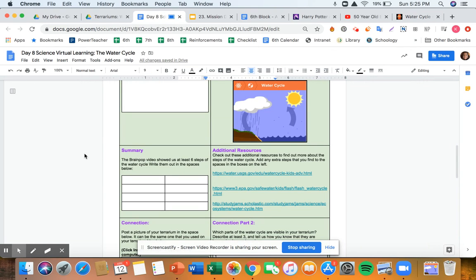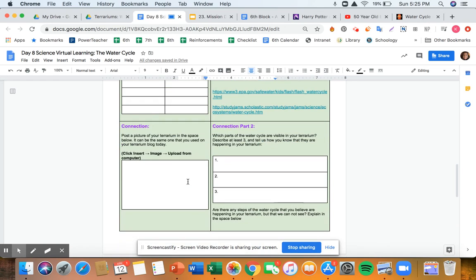Okay, so once you have filled in the 6 that were in the BrainPop, you're going to look for a couple more using these websites. What are some of the other steps of the water cycle? For example, if you saw something in the BrainPop video in which you didn't quite understand what it was, then these 3 websites will really help you better understand what the steps were. Because what you're going to do next is you're going to put in the image of your terrarium, the same one that you used in your blog, that's fine. And then you're going to come over here and give us 3 things that you see of the water cycle that are happening in your terrarium.